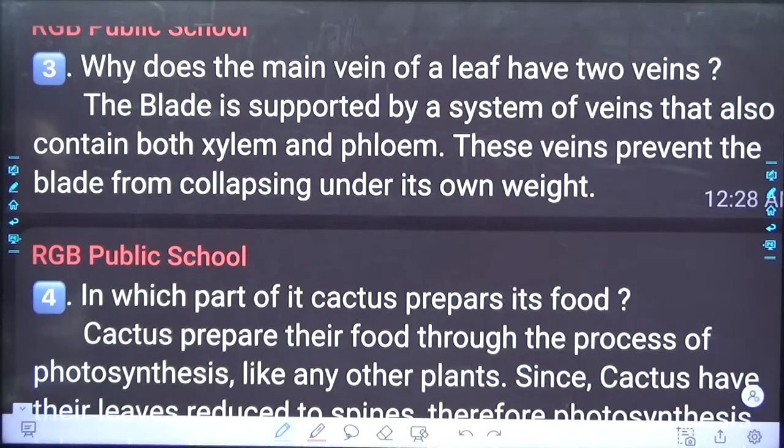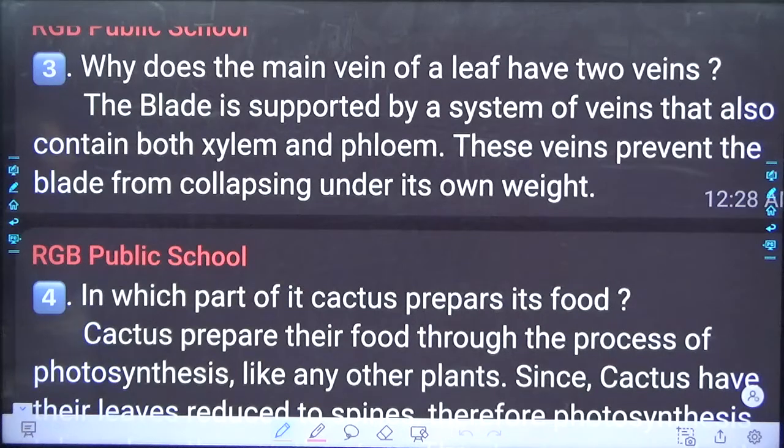Why does the main vein of a leaf have two veins? The blade is supported by a system of veins that also contain both xylem and phloem.